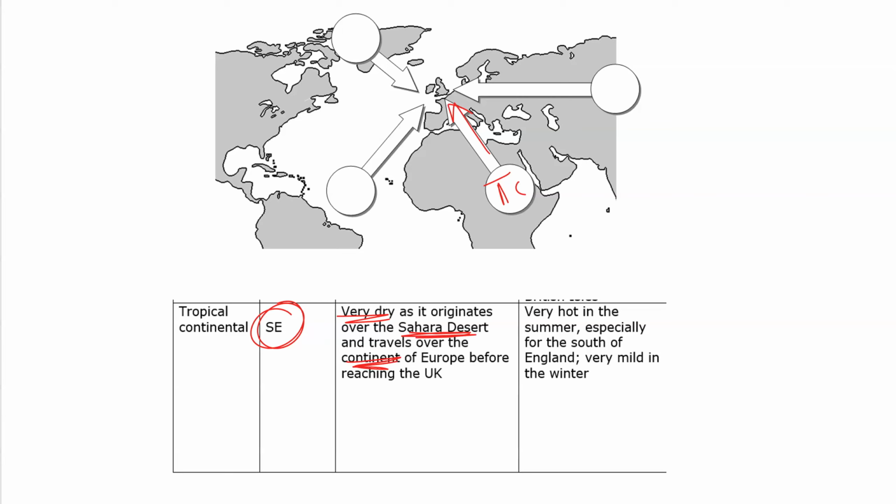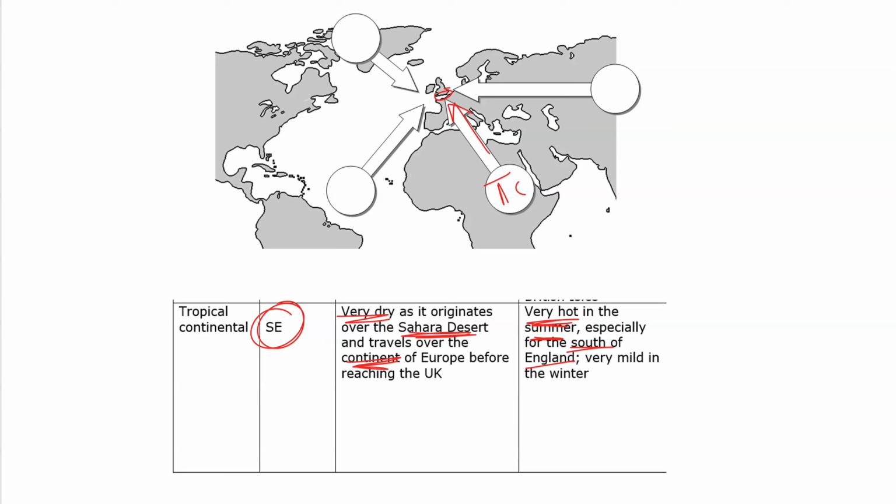It does travel over a little bit of water, but the English Channel is tiny in comparison to the North Sea. So it's a very dry air mass, and it's very, very hot, especially in the summer, especially for the south of England. It can bring heat waves there. If it happens in the winter, it's very mild.